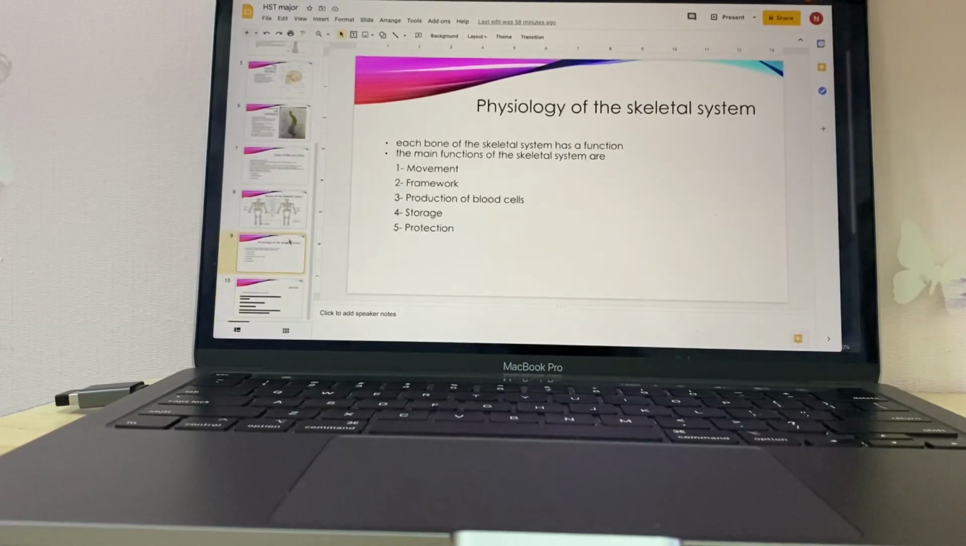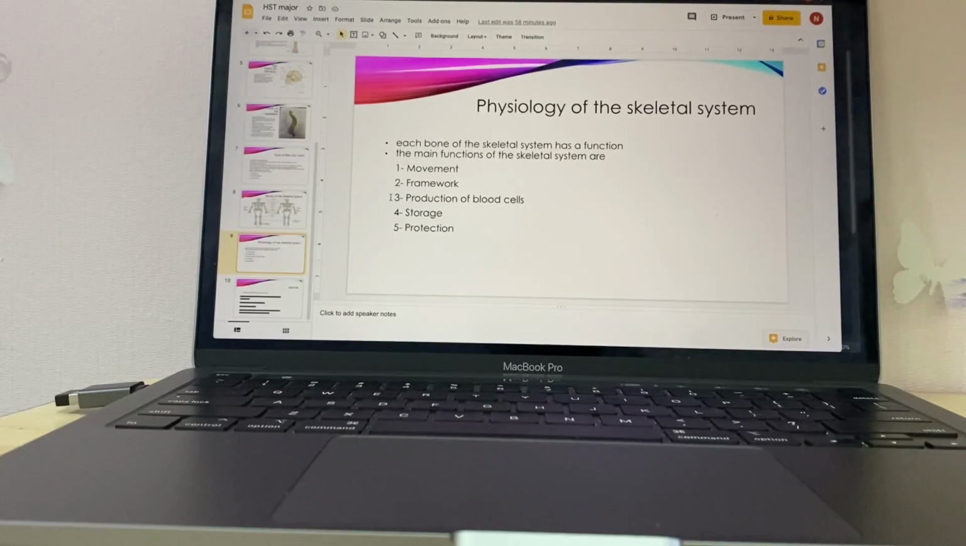Now we have the physiology of the skeletal system. Each bone of the skeletal system has a different function. The main functions of the whole skeletal system are movement, framework, production of blood cells, storage, and protection. Movement. How does it help you move? Your muscular system and skeletal system work together. So your bones in the skeletal system connect to specific muscular tissue, which are called skeletal tissue, and these help you move.